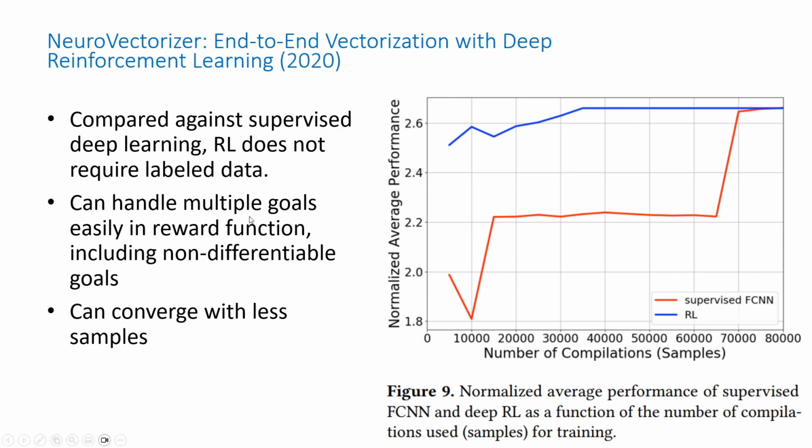And also an advantage of reinforcement learning is that you can optimize for multiple goals. That is a disadvantage that supervised neural networks have, because they depend on gradients. So in here the reward can be something that is not differentiable, and you can also put multiple goals easily in the reward function.